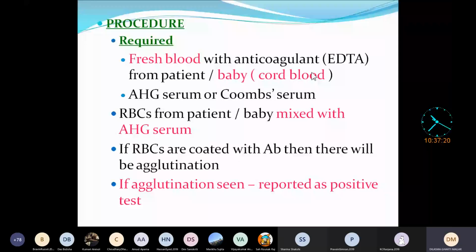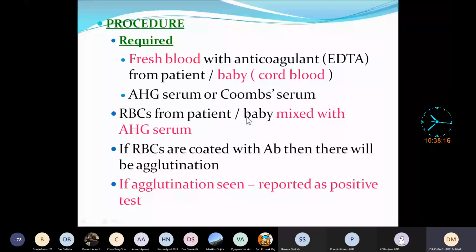Blood can be taken from the patient. If it is the baby, to identify the hemolytic disease of the newborn, we will take the cord blood 20 ml. Here we also need the anti-human globulin serum or the Coombs serum. Understood? AHG serum, anti-human globulin serum or the Coombs serum is required. So RBCs from the patient and the baby are mixed with the anti-human globulin or Coombs serum. The RBC is taken in the anticoagulant EDTA so that the sample will not clot. EDTA prevents the clotting of the blood. Then we add the RBCs from the patient and the baby to the anti-human globulin serum. Understood here?